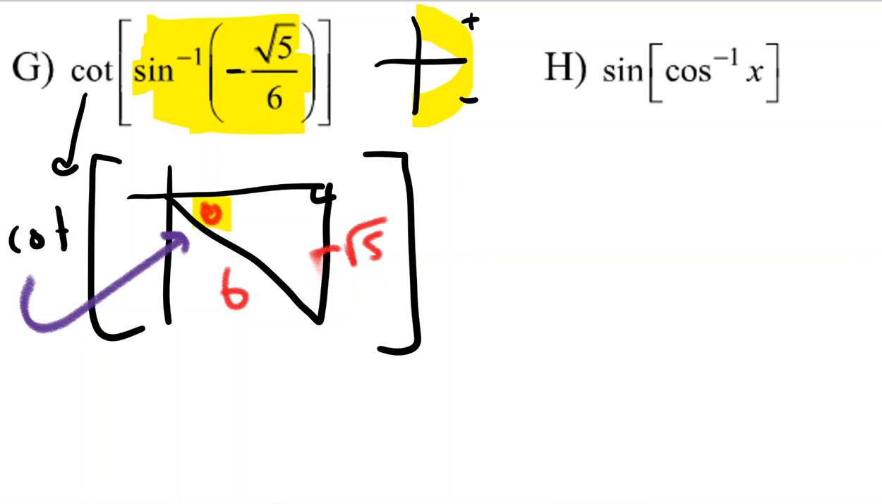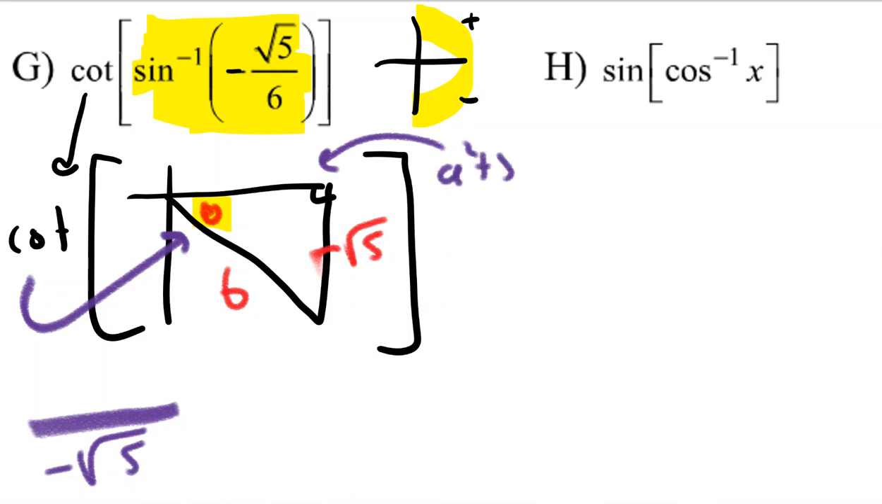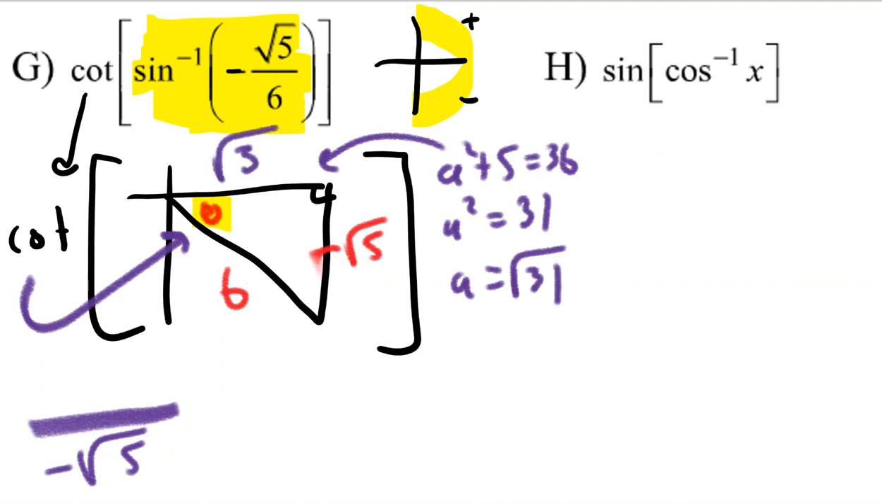So to finish, cotangent is adjacent, which I don't know yet, over opposite. So this would be SOHCAHTOA number 2. And if I need adjacent, then I can at least find it with the Pythagorean theorem. Make sure you plug in 6 for your hypotenuse.